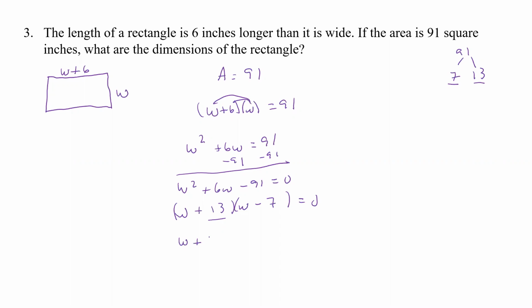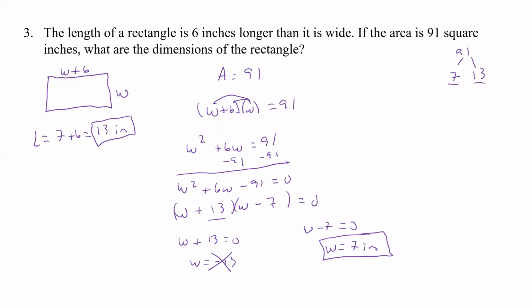We can say W plus 13 equals 0 and W minus 7 equals 0. So W equals a negative 13. Can't have a negative length, so it's out. So if we add 7 here, we get W equals 7, and we're in inches. And so that looks to be a good number, because it's positive. Well, what is the length then? Length is 7 plus 6, which is 13 inches. And so that's our two numbers, 13 inches for length, 7 inches for width. And notice those were the two factors we came up with, and that's how it ended up being our two factors here as well.